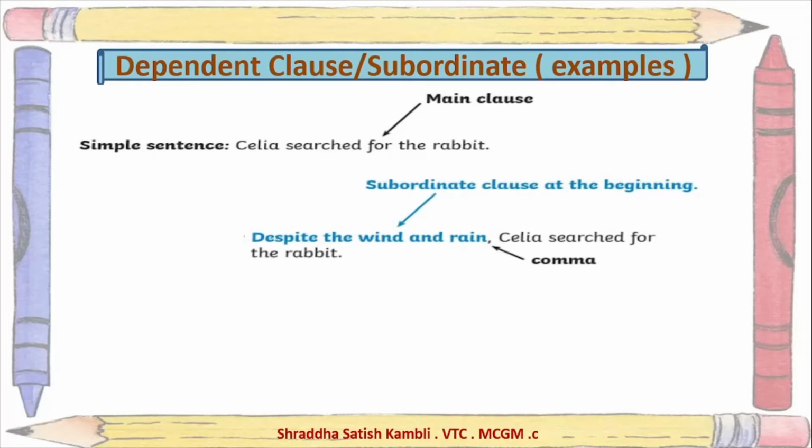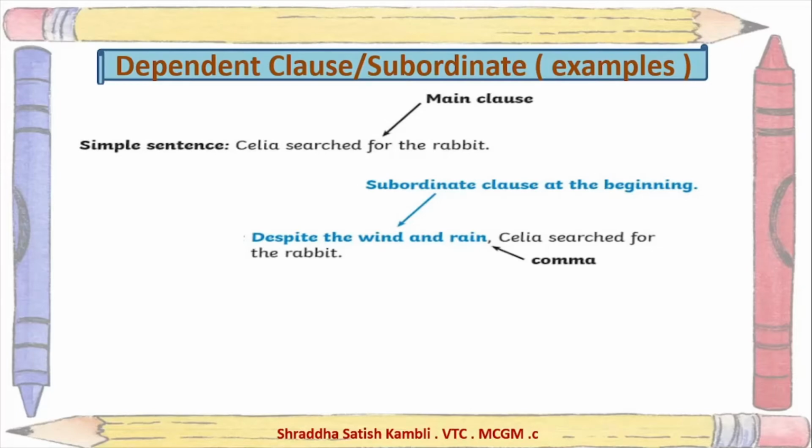Celia searched for the rabbit is still there. Okay, so the main clause is there. There are some words which are added to the main clause before it. So a subordinate clause is added before the main clause. So what is the subordinate clause? Despite the wind and rain, and then there is a comma, Celia searched for the rabbit.